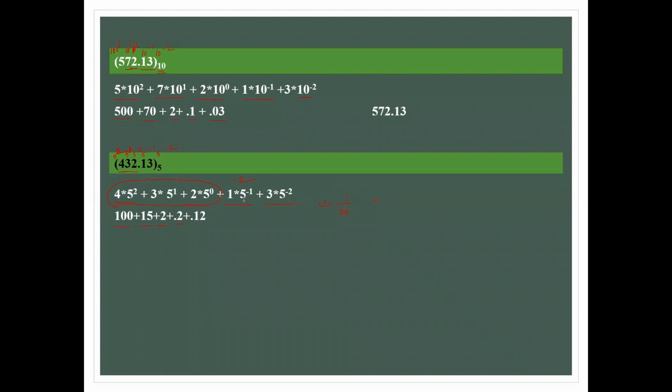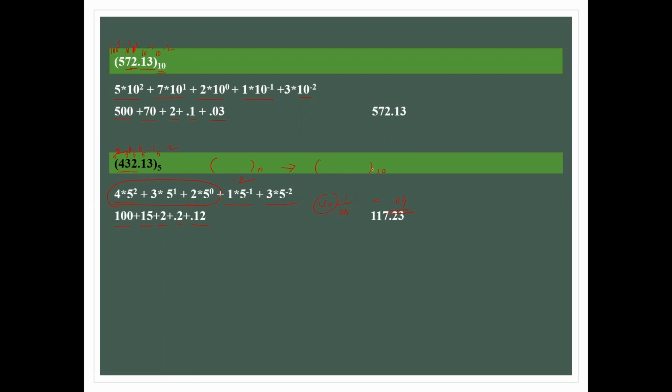So this divided by 5 is going to be 0.04. So 0.04 into 3 is going to be 0.12. Now you do the addition of this, you will end up with 117.23. So this is how you convert any number in any base, in base n, to your base 10.